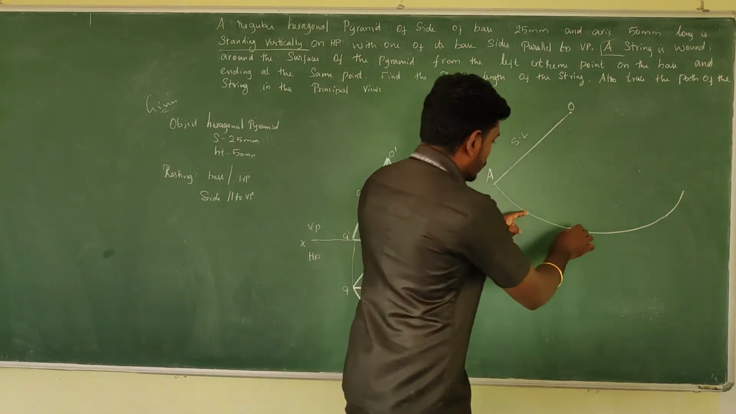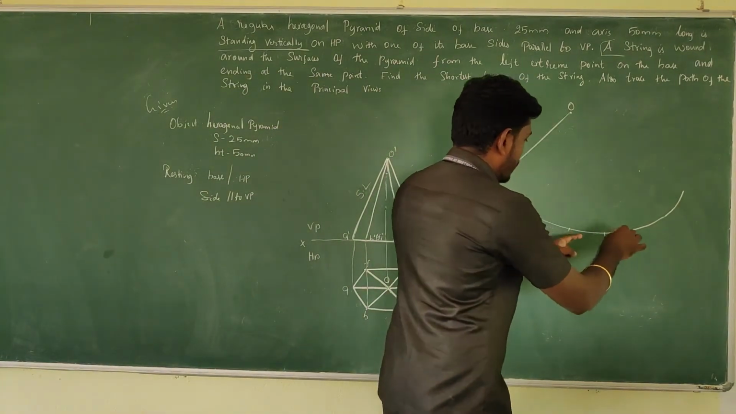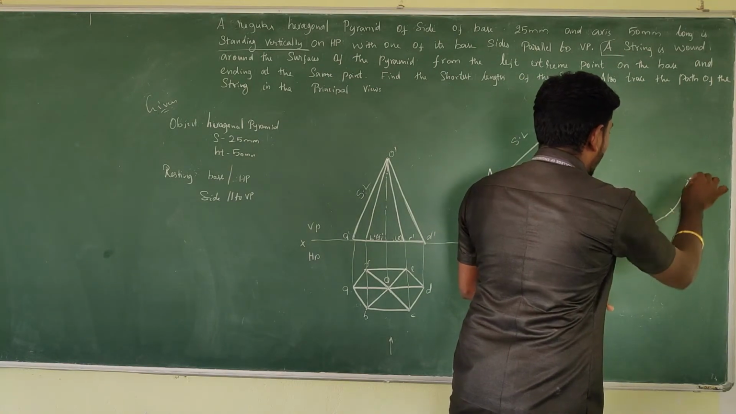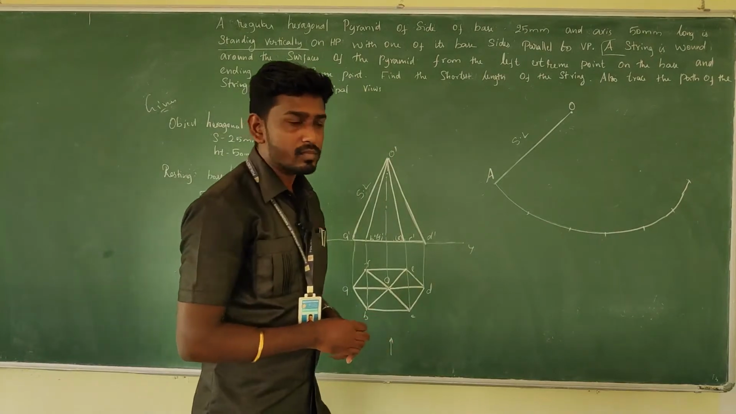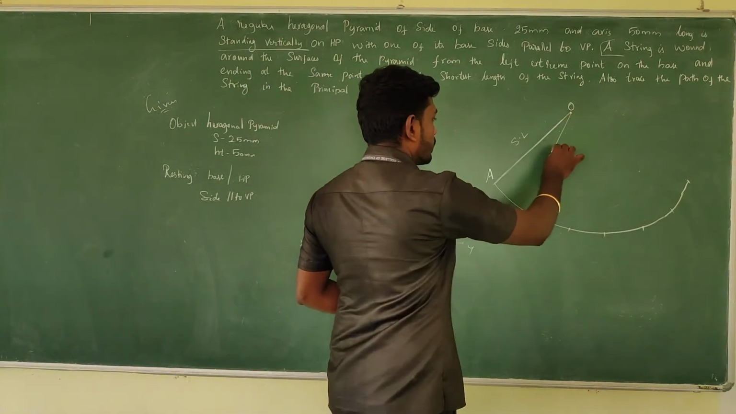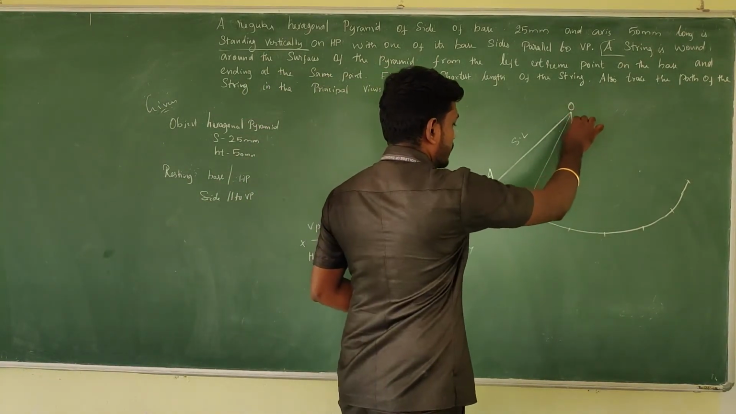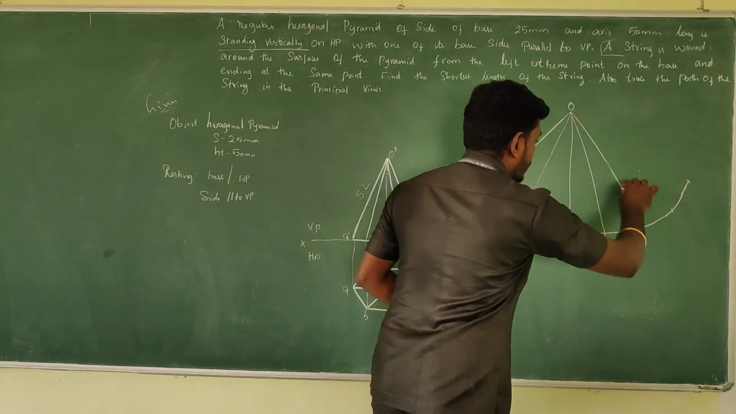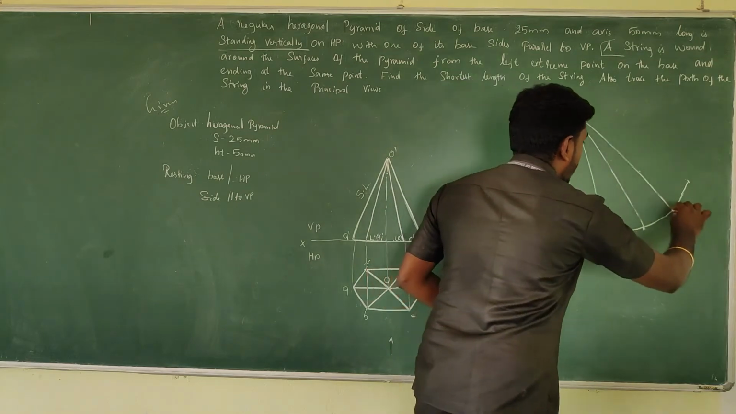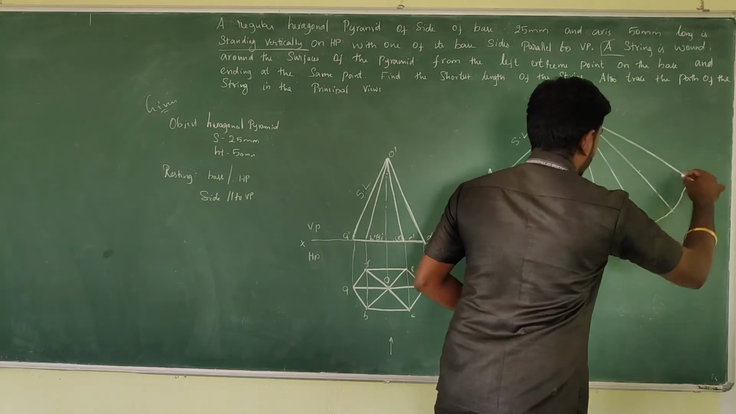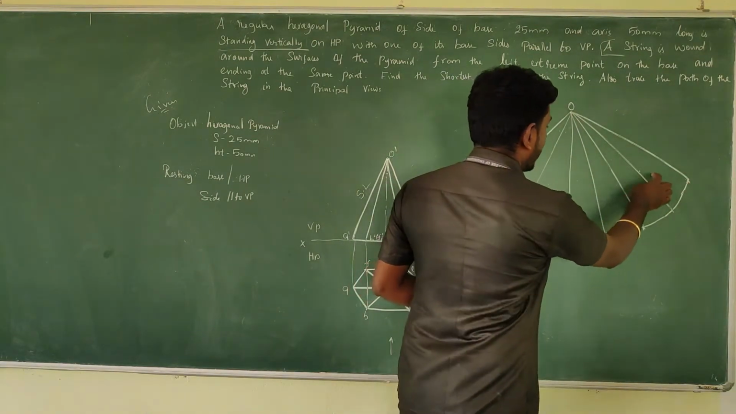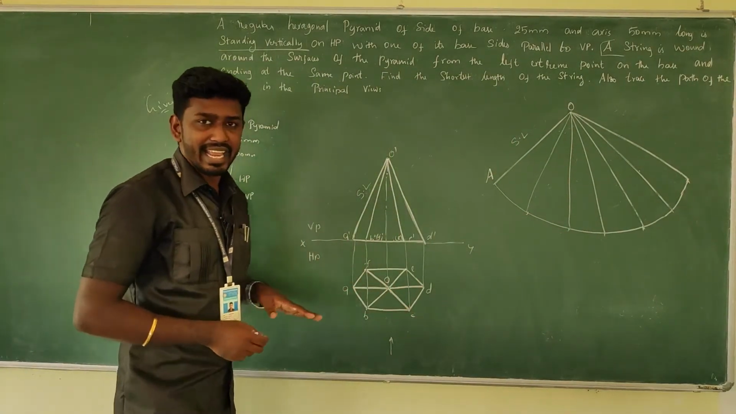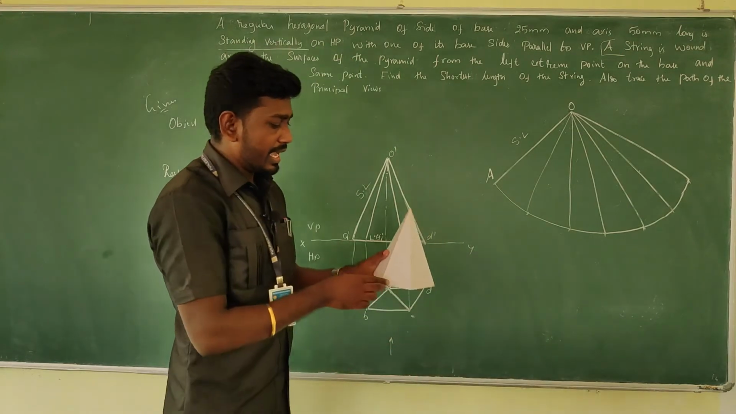1, 2, 3, 4, 5. It's a hexagon, so we will have 6. Connect all those, first of all, with thin lines. 1, 2, 3, 4, 5, 6. 6 triangular faces. Here it is based with the edges.